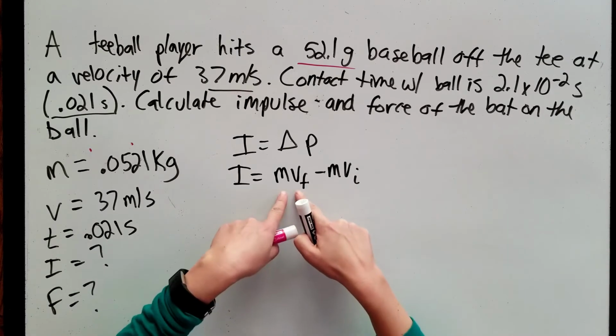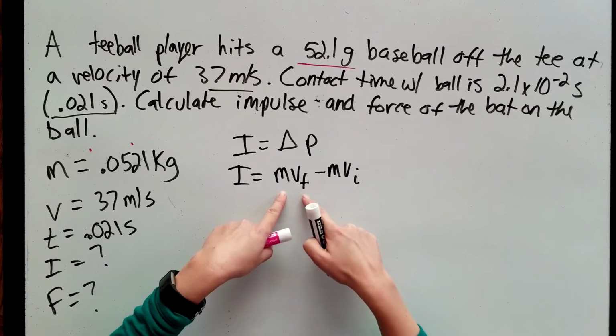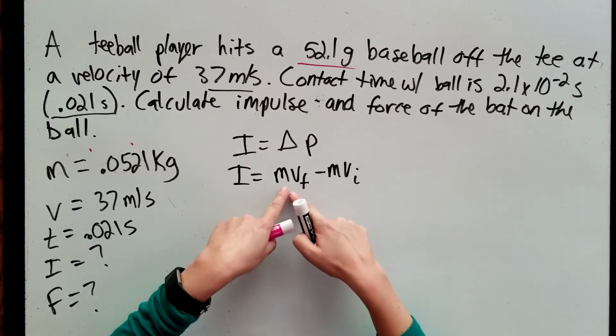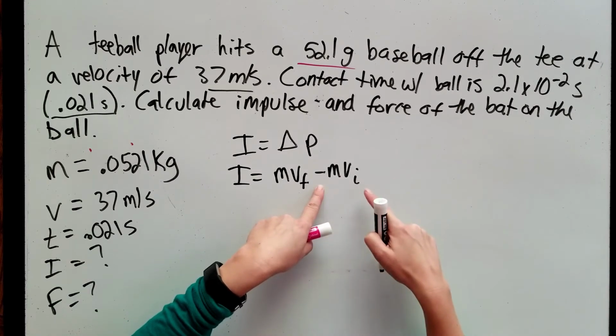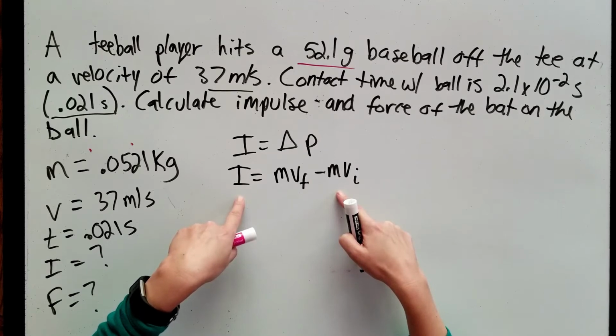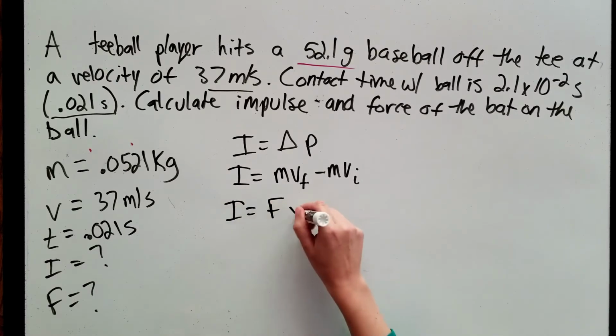And notice mass times velocity is equal to momentum. So we're taking the final momentum, that's what that sub f means, and we're going to subtract it from the initial momentum to get our impulse, to get our change. Okay? The other equation we have is F times T.